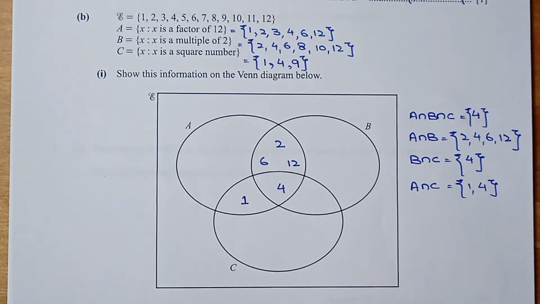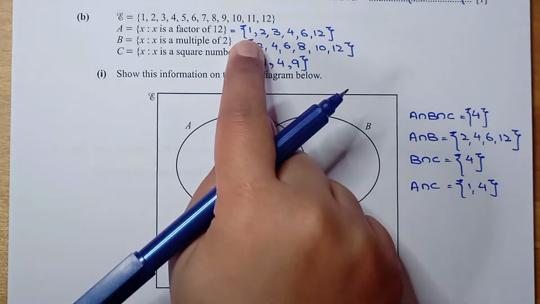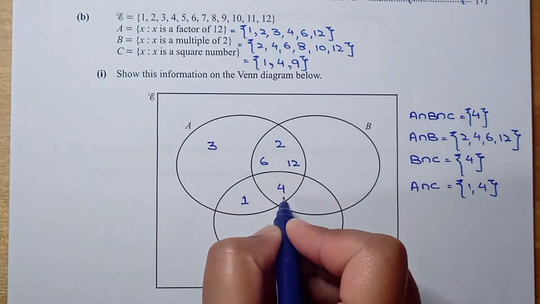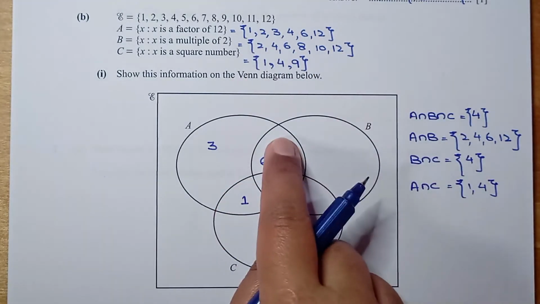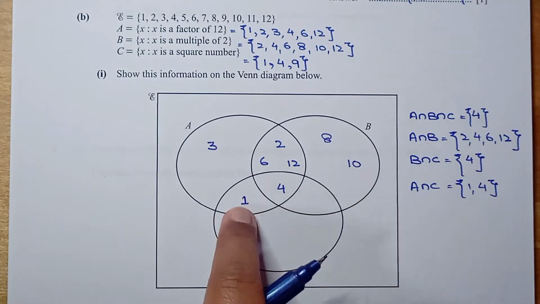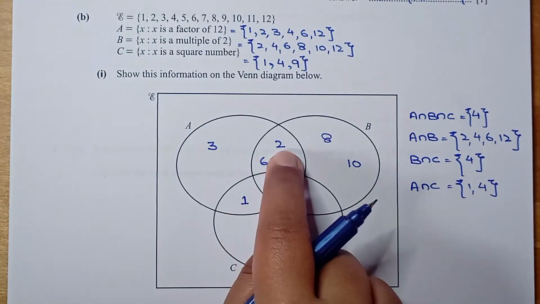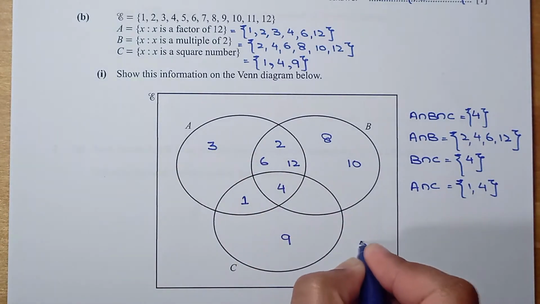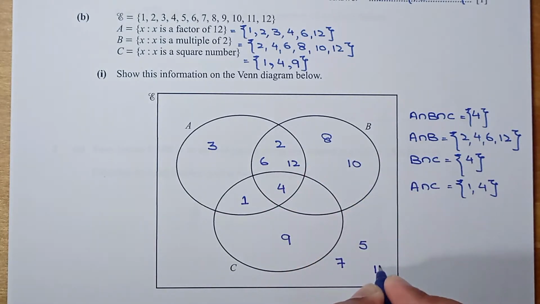Now let me list the remaining elements for set A: 1, 2, 3, 4, 6, and 12. For set B, multiples of 2: 2, 4, 6, 8, 10, and 12. For set C: 1, 4, and 9. Now let me find what numbers are outside: 5 is outside, along with 7 and 11. So this is the Venn diagram.